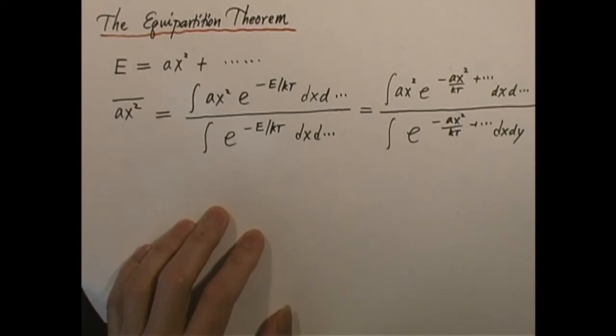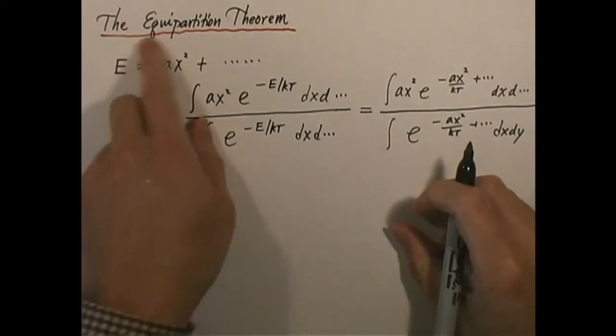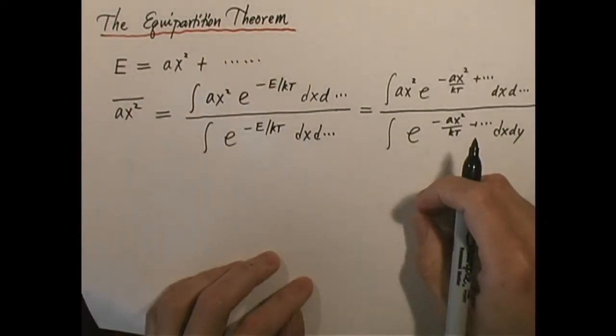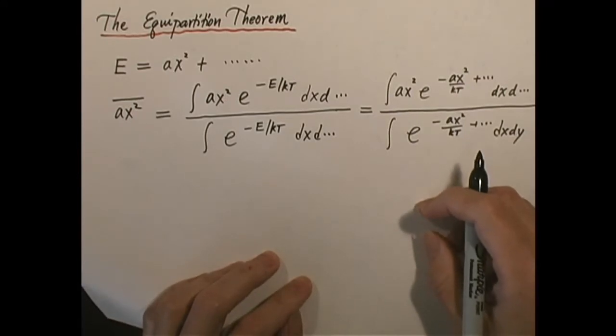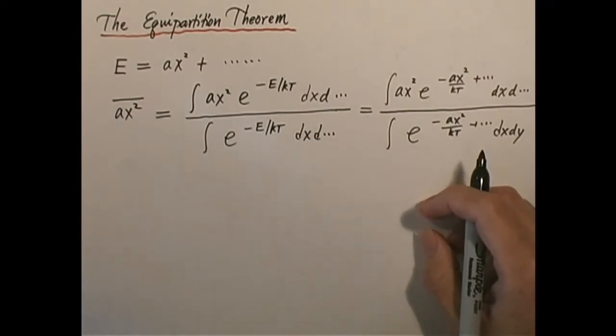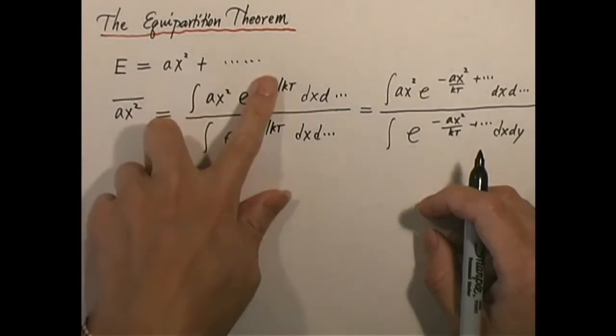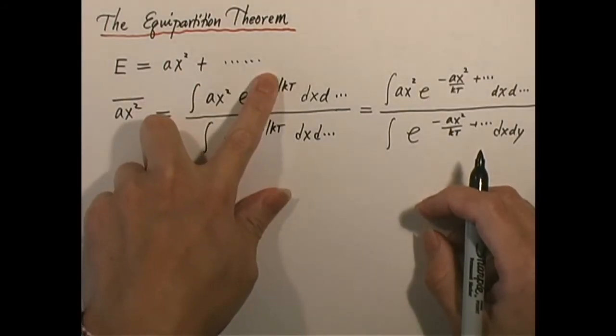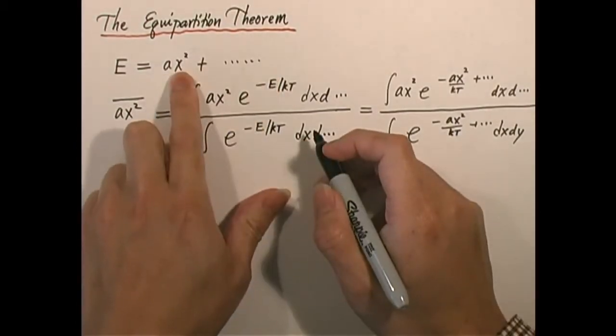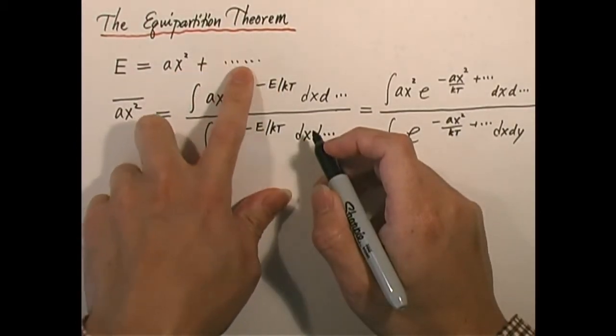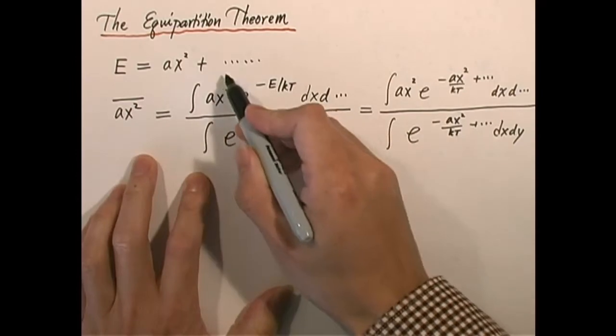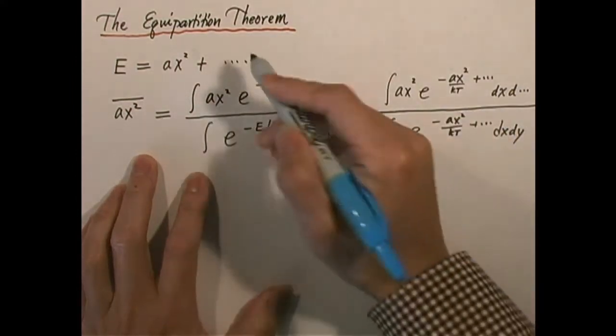One of the most elegant and important applications of the Maxwell-Boltzmann distribution is the so-called Equipartition Theorem. What does it say? Well, suppose I can write the energy of a molecule or any other particle in terms of a whole bunch of quadratic terms, independent quadratic terms, that is. For example, ax squared plus by squared plus whatever.